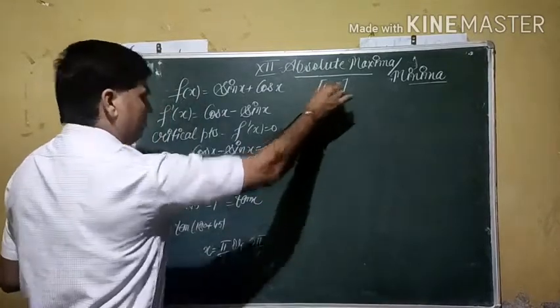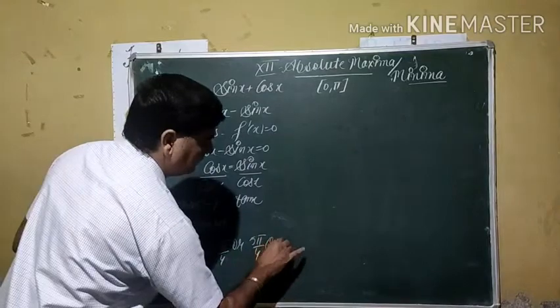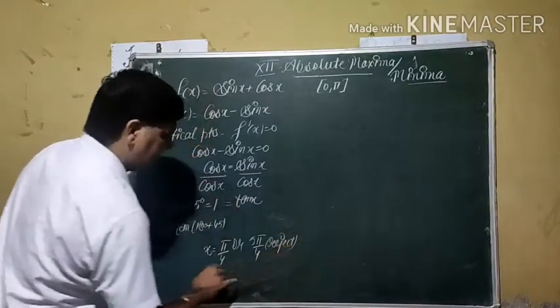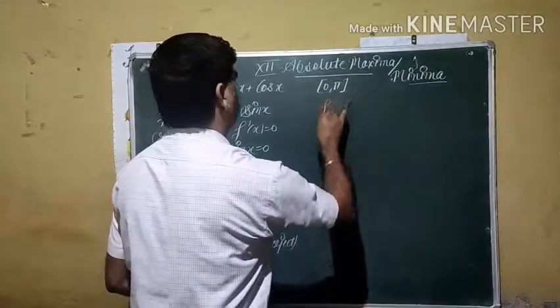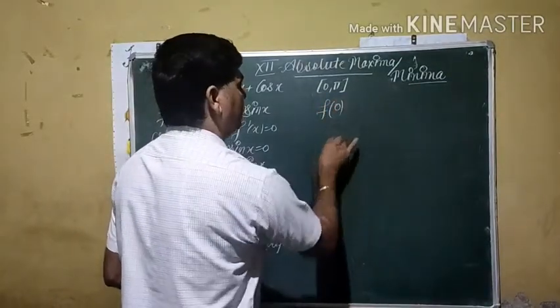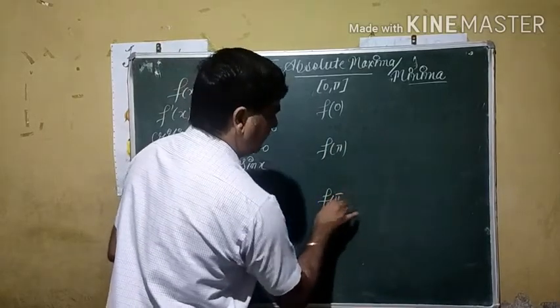Our interval is given 0 to pi. If you see, this is more than pi. So this value is rejected. So we select this value only. It belongs to the interval. Now to find out the values, we use the given function. One by one, we replace the values in the given function.